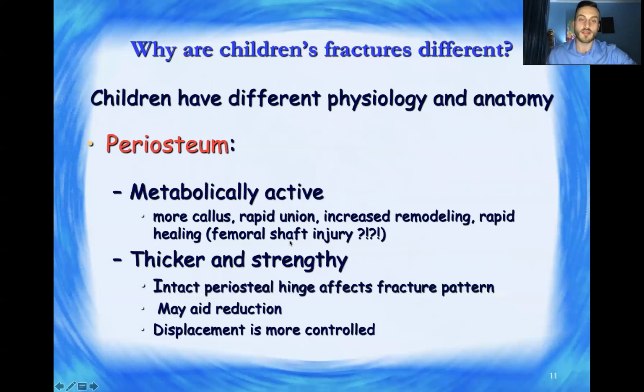One of the most important things in the pediatric age group is the periosteum. The periosteum is metabolically active, and you remember there are two layers, the fibrous and the osteogenic. It's very thick, with more potential to heal. Being so thick, it helps the fracture stay aligned, with less displacement.